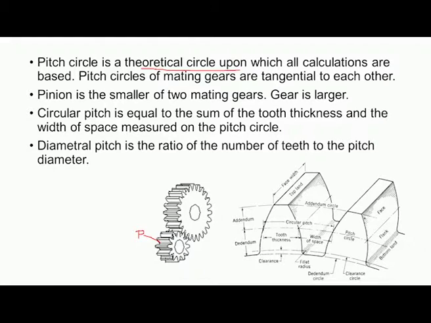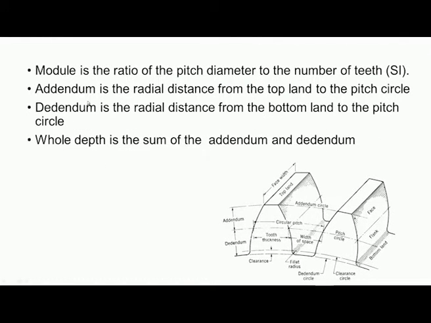The circular pitch is equal to the sum of tooth thickness and width of space measured along the pitch circle. Diametral pitch is the ratio of number of teeth to the pitch diameter, also known as pitch circle diameter. A module is a very common term used with gears. The module is the ratio of pitch diameter to the number of teeth.